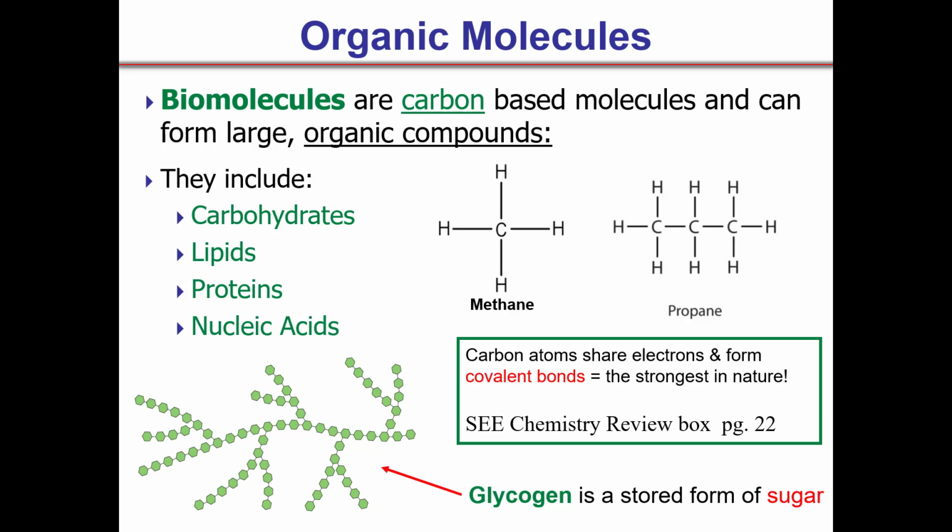Down below is a branched structure, also organic. Those green hexagons are all linked together, and those are sugars in their stored form. Typically, sugar running around your body and in your bloodstream isn't a good thing. Sugar is important for cellular energy, which we'll talk about in Chapter 3. But if the cells aren't using that sugar, excess sugars can be stored in the form of glycogen. So you can see organic molecules can be very large, branched structures and can become very complex.